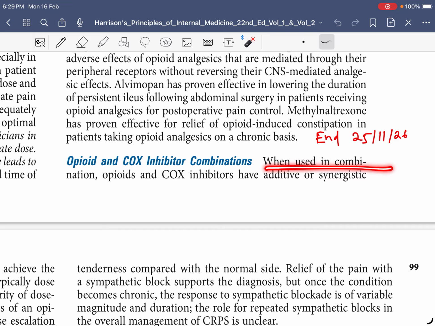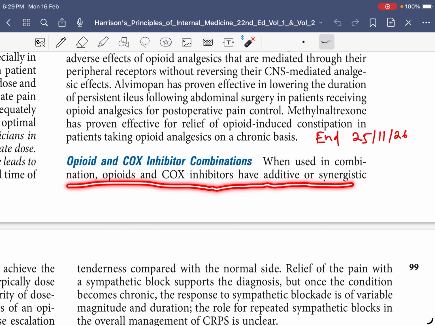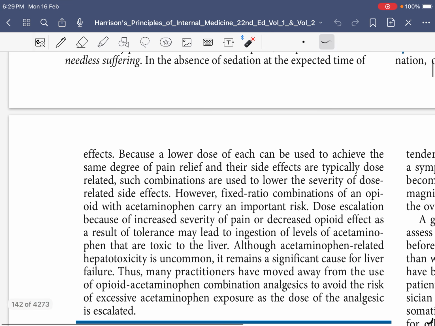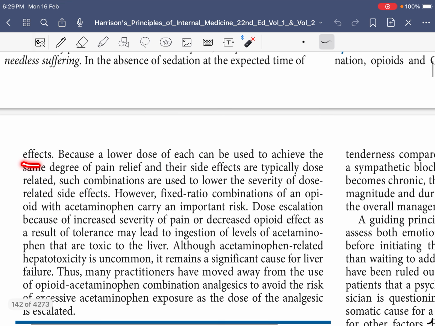When used in combination, opioid and COX inhibitor have additive or synergistic effect because a lower dose of each can be used to achieve the same degree of pain relief, and their side effects are typically dose related. Such combinations are used to lower the severity of dose related side effect.